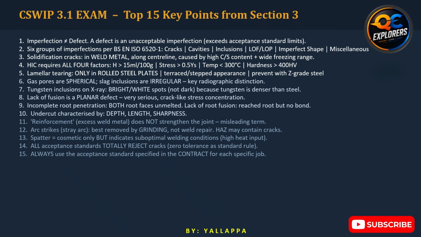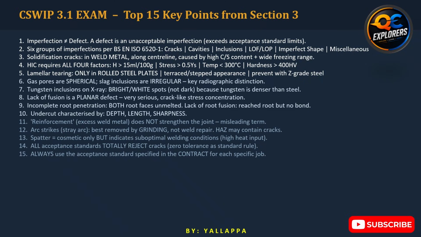Fifth, lamellar tearing is associated with rolled steel plate, through thickness strain and a characteristic stepped appearance. Sixth, gas pores are generally spherical, while slag inclusions are irregular. Seventh, tungsten inclusions can appear bright or white on radiography. Eighth, lack of fusion is planar and therefore potentially serious. Ninth, understand the difference between incomplete root penetration and lack of root fusion. 10th, remember the 3 characteristics used to assess undercut: depth, length and sharpness.